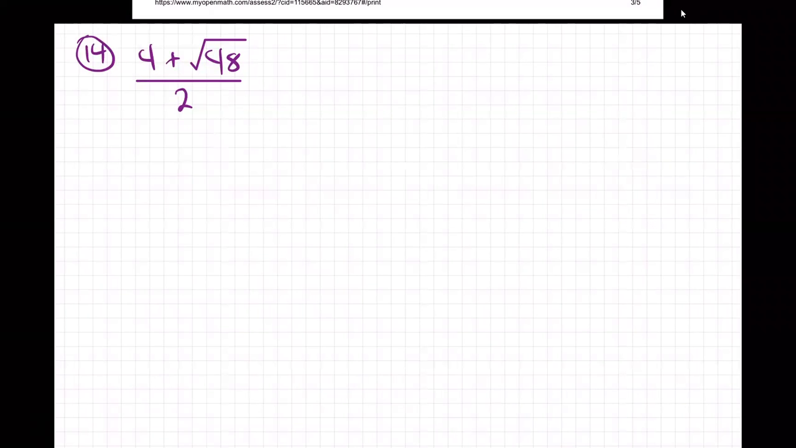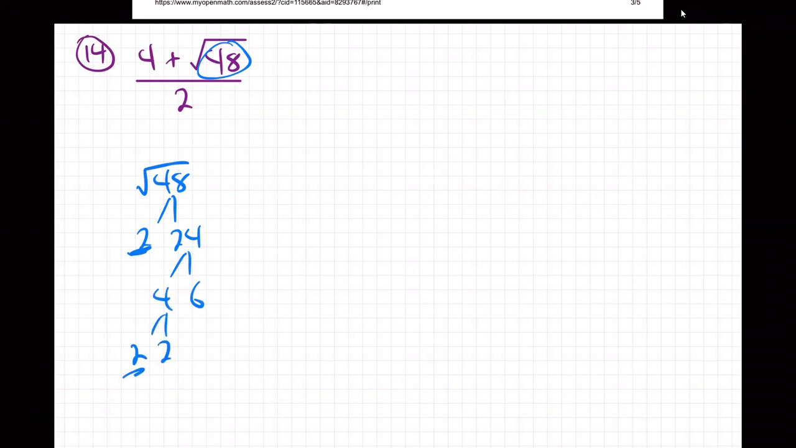Okay, so let's take a look at this problem. We need to begin by simplifying the square root of 48. So let me just take that over here and break it down. You break it down, it's going to be 2 times 24, and that's 4 times 6, and 2 times 2. See, I underlined the things that won't go down any further. So 3 there. So I broke down the 48 all the way to its little pieces.